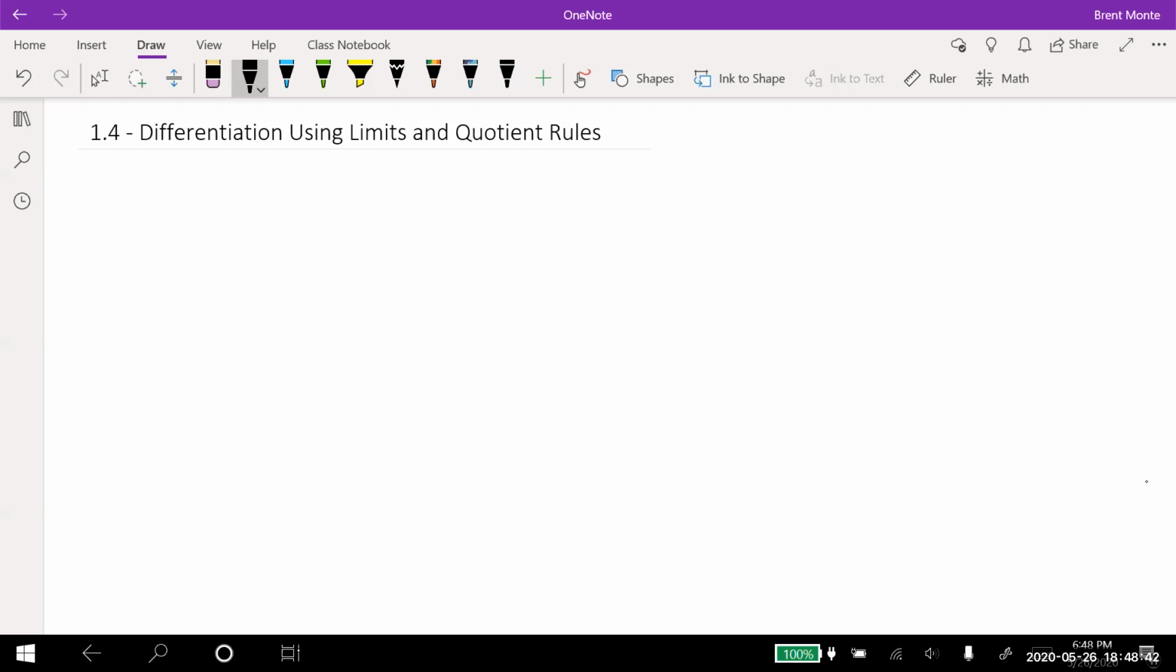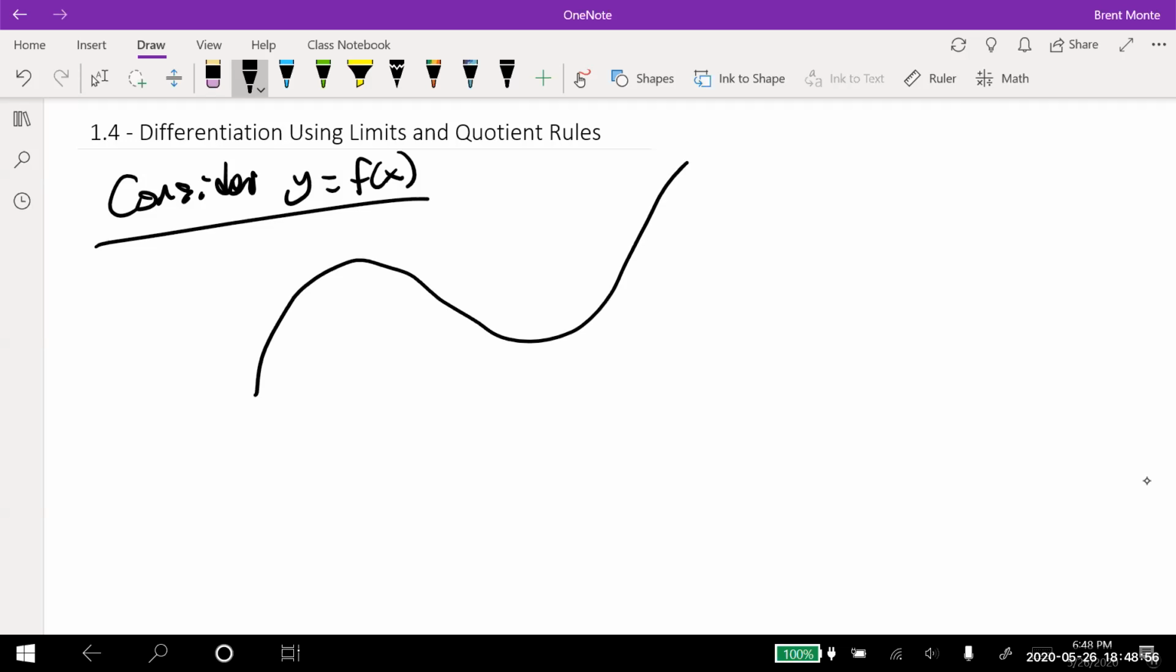Here's my issue. Consider, and I'm just going to draw a function, y equals f of x. And we'll say the function looks something like this. Now, if I draw a line through here, and say it goes through these 2 points, that line going through 2 different points is going to tell us the average rate of change. Remember, that's a secant line.